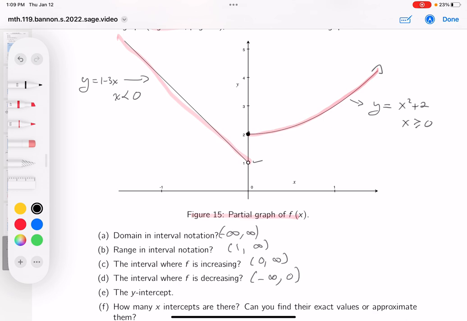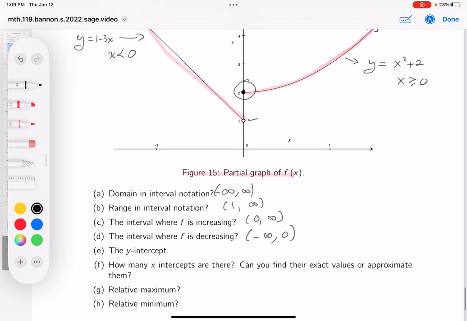All right, is there a y-intercept? There is. It's right there. What's the y-intercept? When x is 0, the y would be 2. How many x-intercepts are there? There's none.